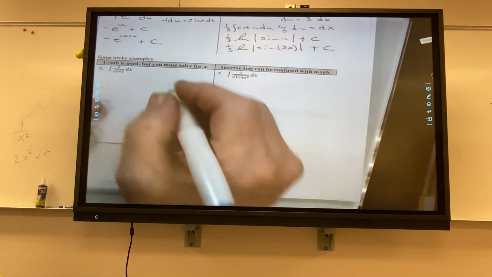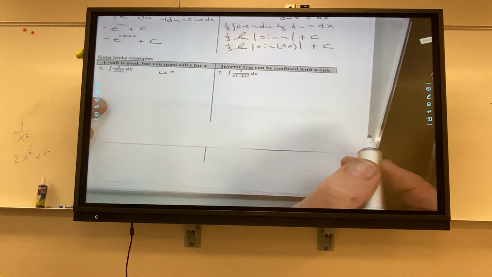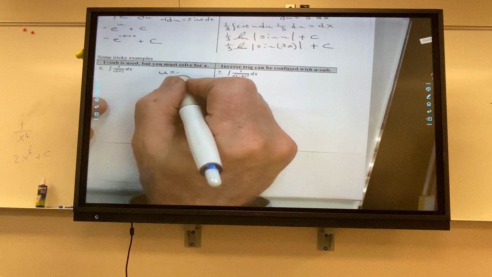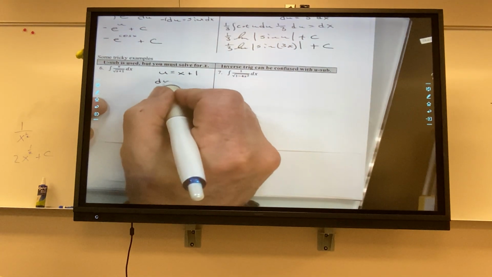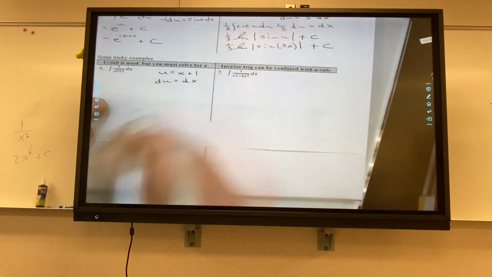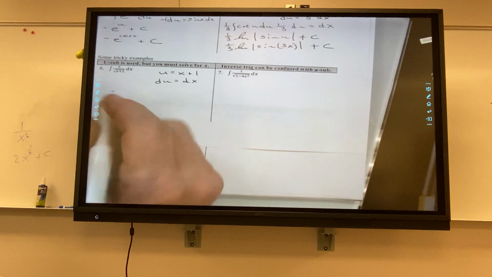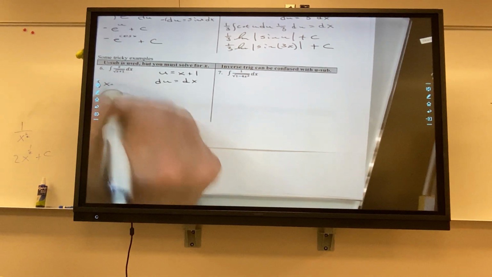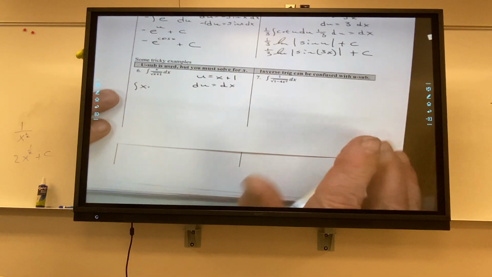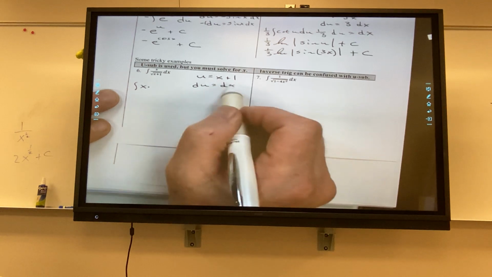Maria, what do you think u should be here? x plus 1 is perfect. And do you see where du is equal to dx? Okay. So now I'm going to first write this as x. I don't see how du is equal to dx. What's the derivative of x? 1. So then I multiplied 1 by dx. Okay, I think I get it now.